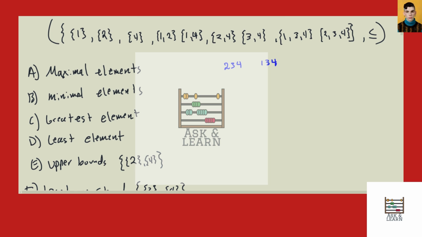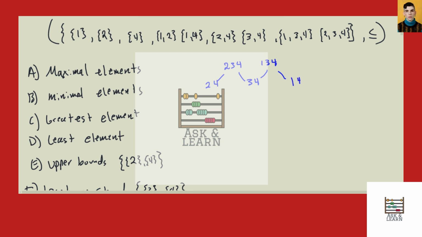Now what about 3, 4? Well, 3, 4 is a subset of both of these. So we have 3, 4 here, so they would go below in the Hasse diagram. Now for 2, 4, well, this is only a subset of 2, 3, 4, so we can put this over here. And then 1, 4 is only a subset of 1, 3, 4.